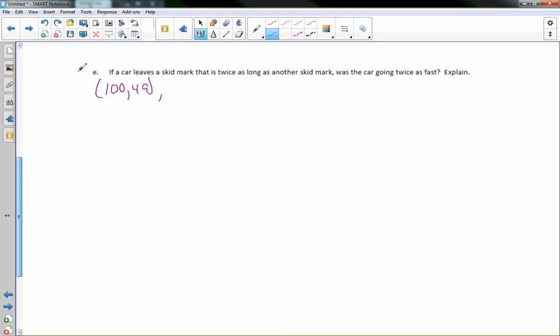So 200 comma 71. This was the feet, and this was the miles per hour. And this is the feet, and this is the miles per hour. It says, if a car leaves a skid mark that is twice as long, so 200 is twice as long as 100, was the car going twice as fast? Well, 49 times 2 equals 98, and this is only going 71, so my answer is no. And there's my explanation.